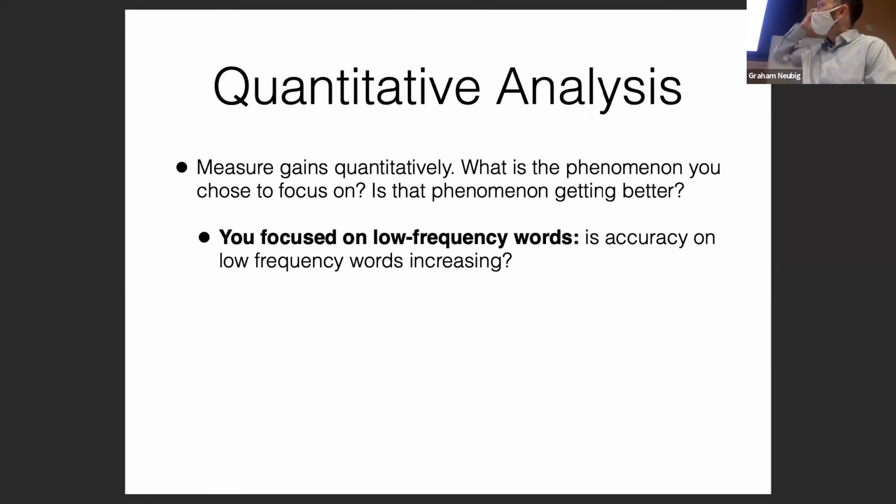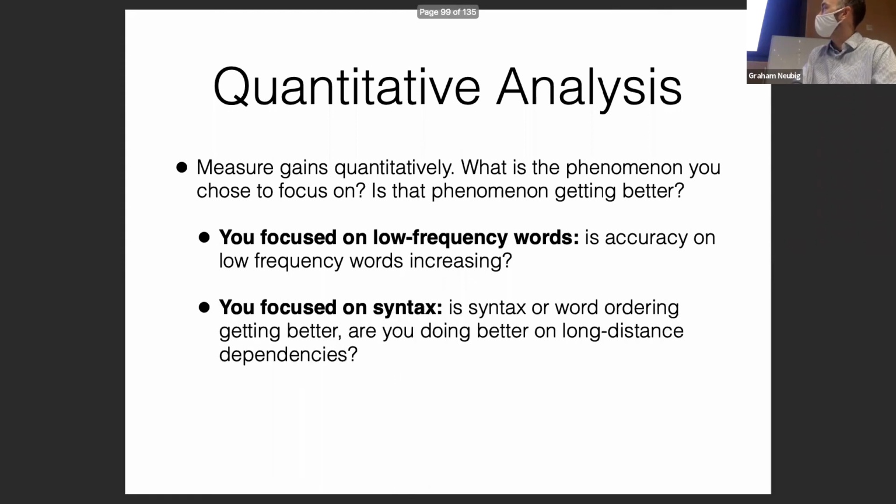So let's say you focused on low frequency words. Is accuracy on low frequency words increasing? Like, let's say we're doing named entity recognition and you were focusing on low frequency entities or something. Is the accuracy on those entities in particular increasing in addition to just the overall F1 scores or something?